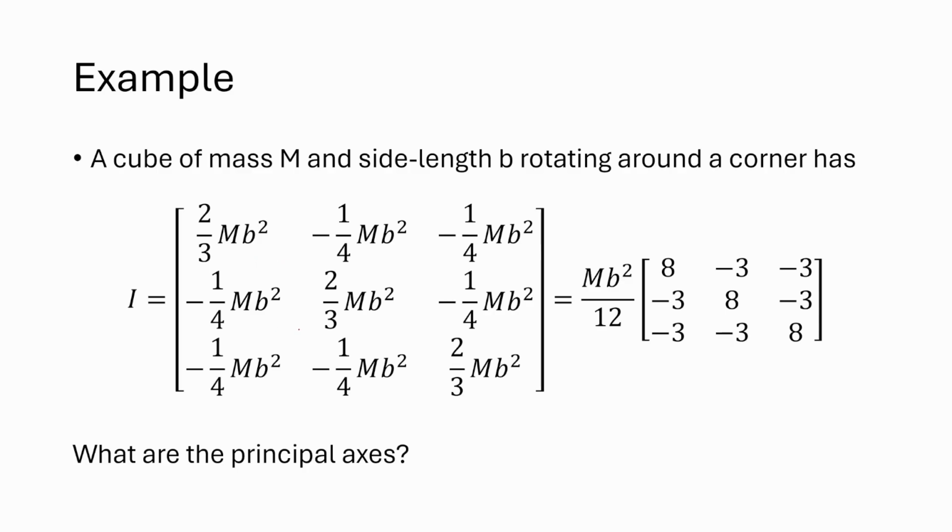So here's the rotational inertia matrix of a cube rotating around its corner. The side length is b, the mass is m. And I've just factored out this m b squared over 12 term because that makes the matrix look really nice. I'll have to remember to keep that factored coefficient in my calculations, but doing this kind of initial factoring can make the math much easier to do. So I recommend it as a strategy when you can.